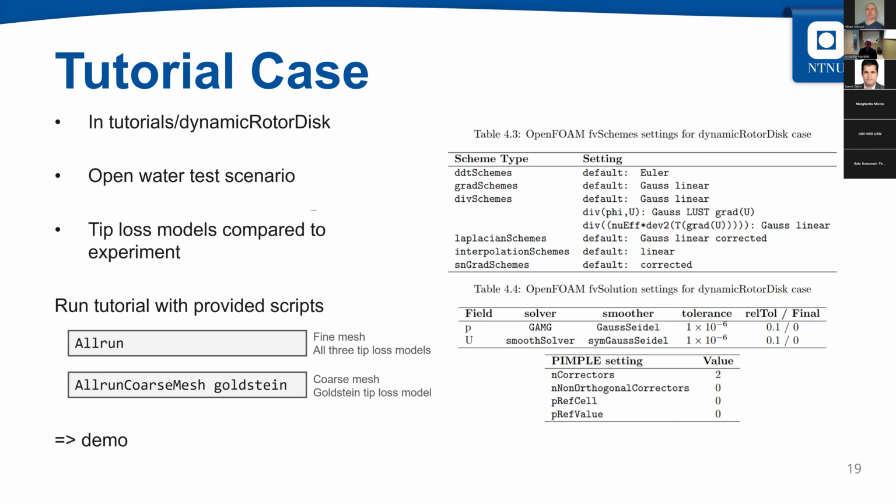which is a steady scenario. So first thing is that we do this steady test. So that's the tutorial case where you run different tip-loss models and can compare these to experiments. Yeah, and then the solver discretization settings are shown on the right here. These are also obviously found in the tutorial case, which can be run with some provided scripts.